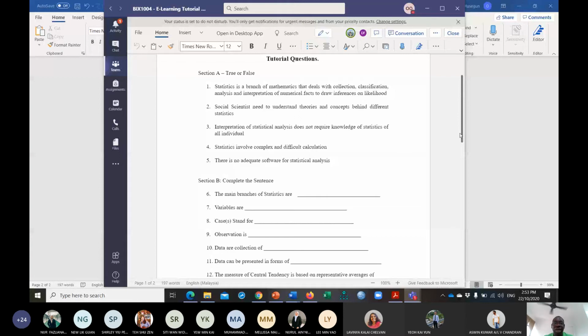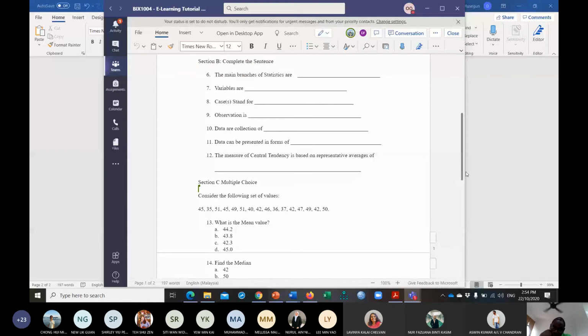Section B, fill in. Let's begin to fill. The main branches of statistics are descriptive and inferential. Correct. Variables are items of interest. Characteristics. Yes, characteristics, items of interest in a study, elements. Good.